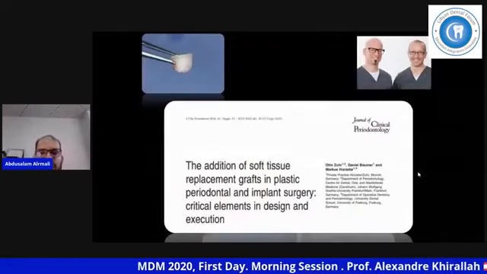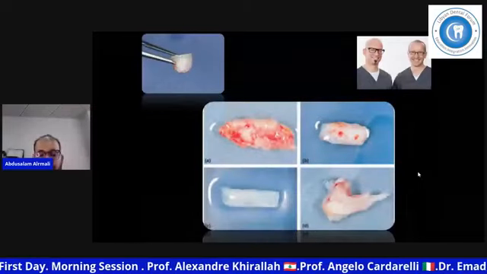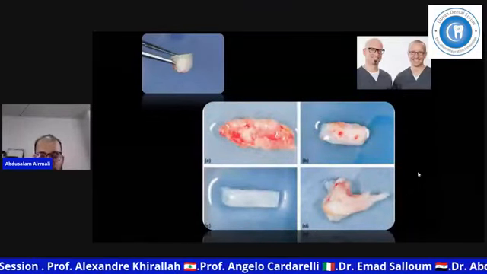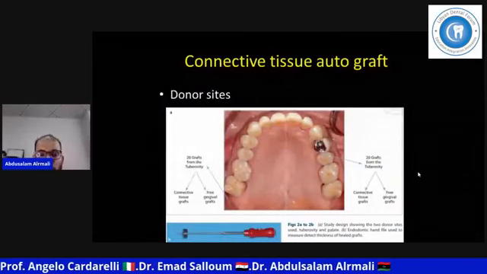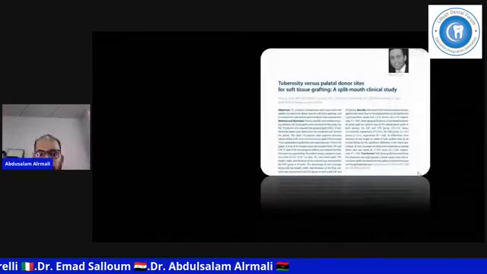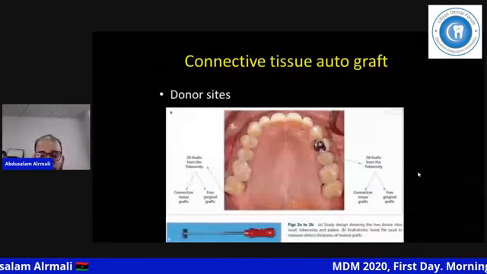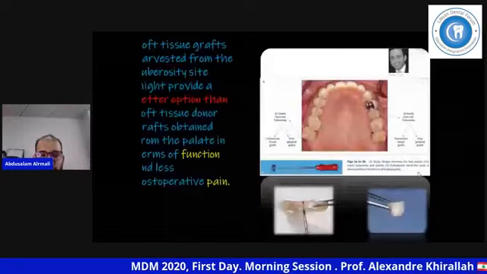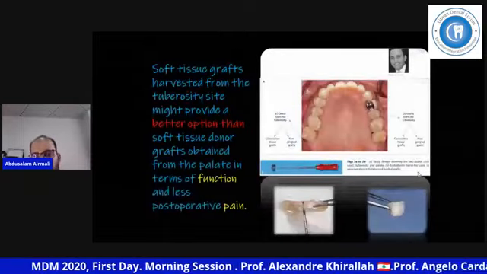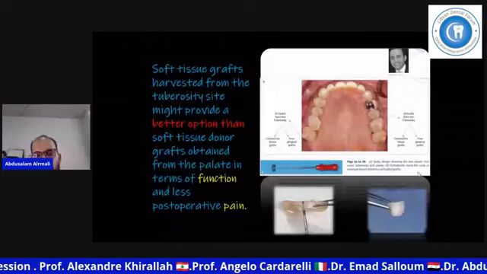And this is a comparative study. Zur and his colleague Marcus compared between 4 sites, and they found there is no significant difference. But other studies done by Peter, comparing the tuberosity and the premolar area, found that the tuberosity is more stable and a better option than the soft tissue from the premolar area.